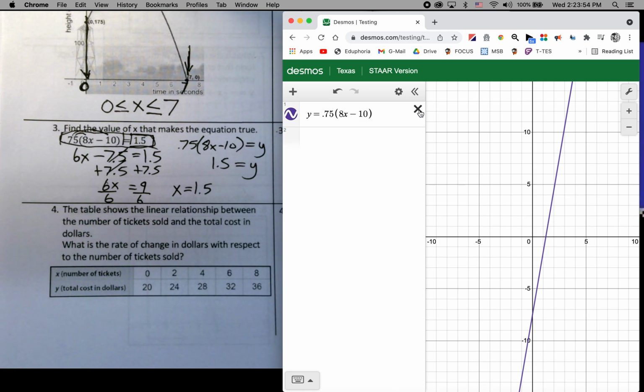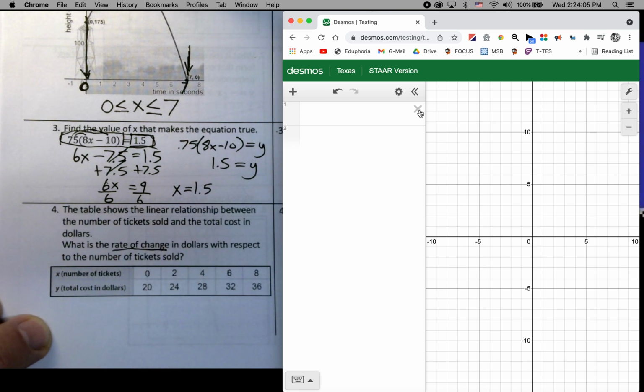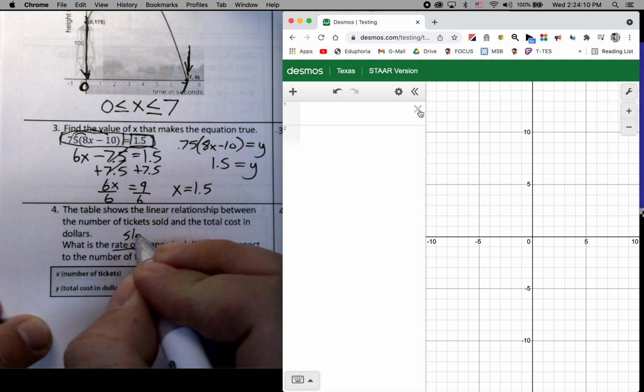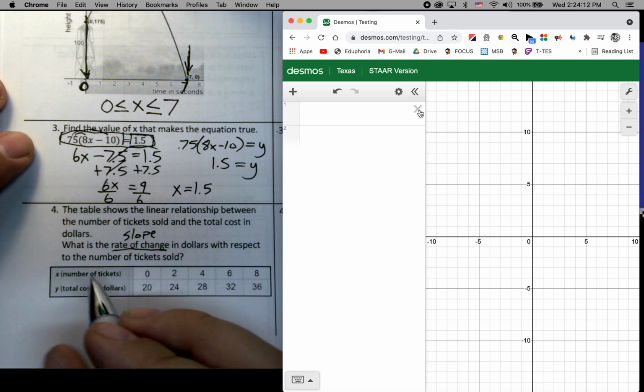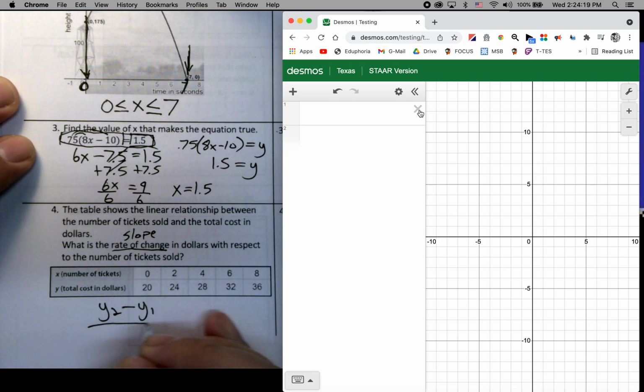All right. Now let's go to number 4. It says the table shows the linear relationship between the number of tickets sold and the total cost in dollars. What is the rate of change in dollars with respect to the number of tickets sold? All right. Rate of change simply means slope. And slope is defined by this formula: y2, the second y value, minus the first y value, divided by x2, or the second x value, minus the first x value.